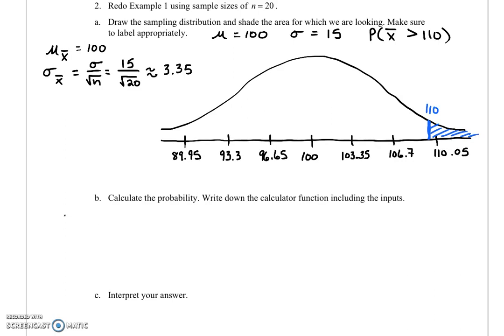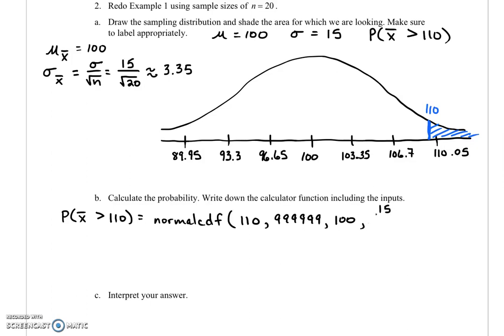So how do we find the probability? Well, the probability that the sample mean is greater than 110 is normal CDF again. And our boundary should be the same as the previous example. So the left boundary, the lower boundary is 110. The upper boundary is a bunch of 9s. The mean is still 100. This time the standard deviation is 15 over the square root of 20. So if we plug that in the calculator, we get 0.0014.